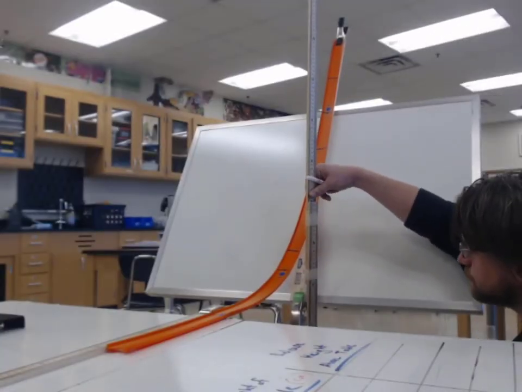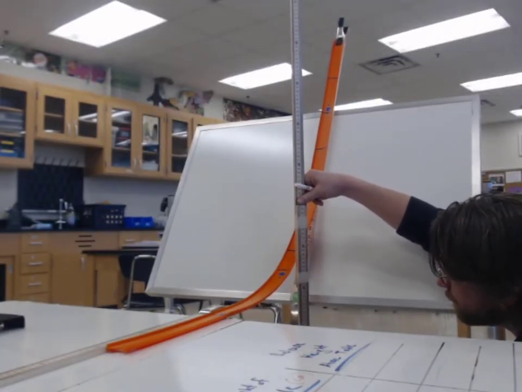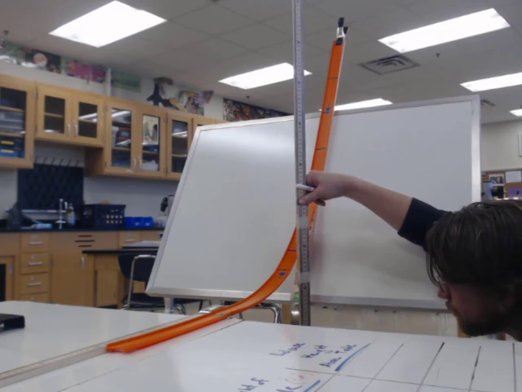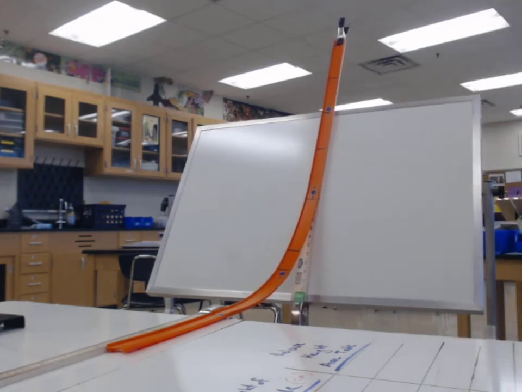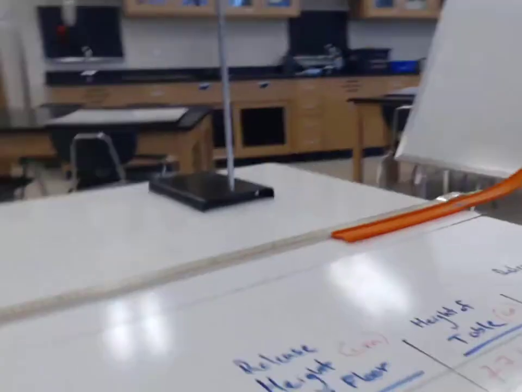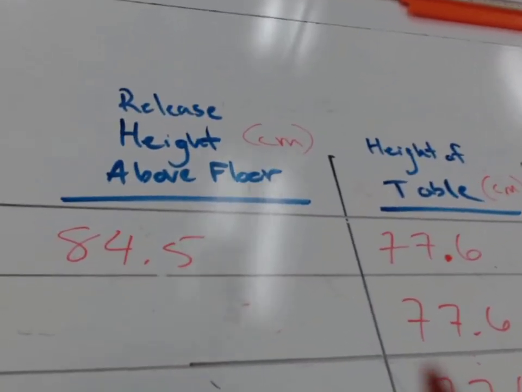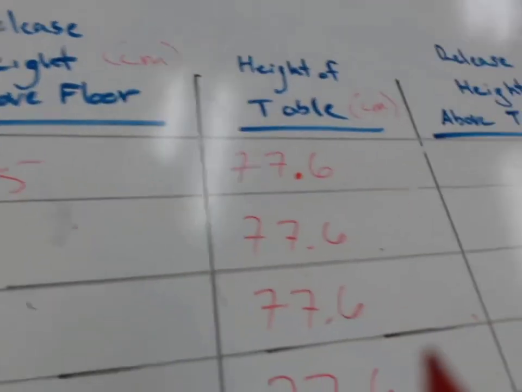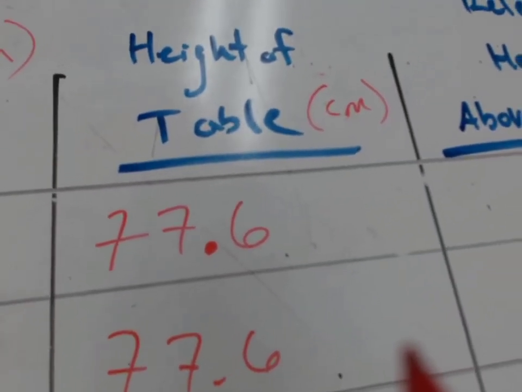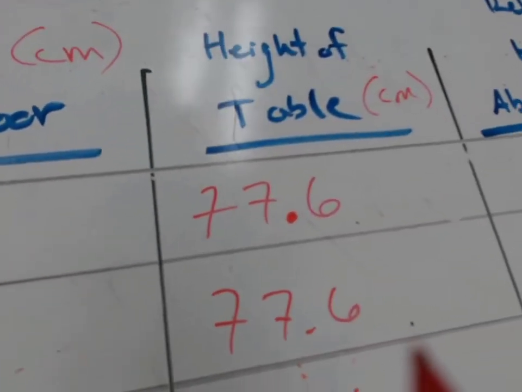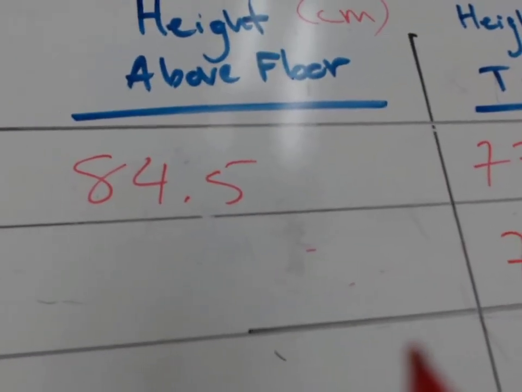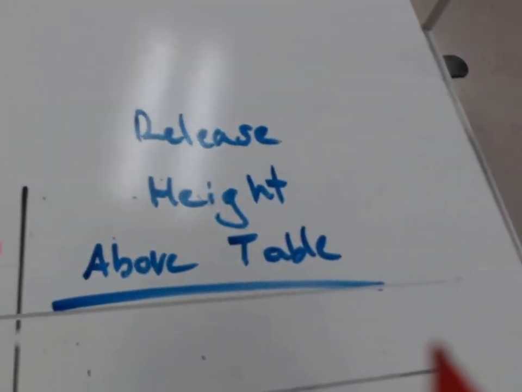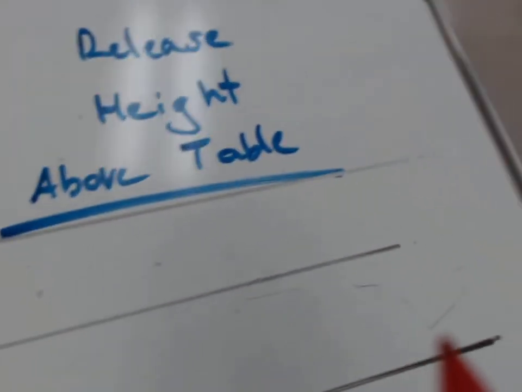Now let's go and look at each release height. The first one appears to be 84.5 centimeters. That's from above the floor. Notice now in my table I have the release height above the floor in centimeters, it's 84.5. But the height of the table, as we said, is 77.6. So I'm going to need to subtract 77.6 from 84.5 to get the total height of the car above the table when I release it from that point I just measured.